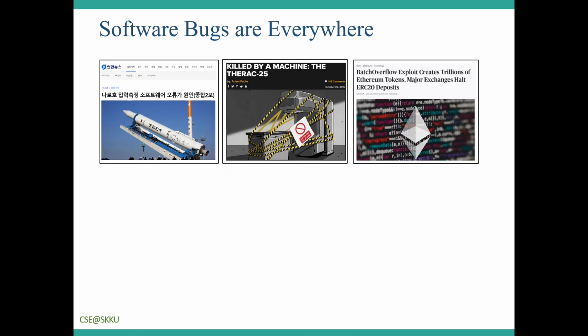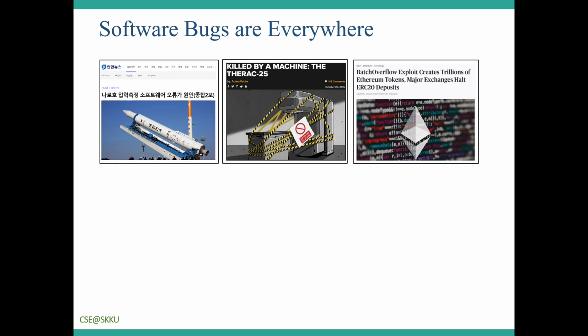In addition to the Ariane rocket explosions, these articles highlight other serious accidents caused by software bugs. For instance, as shown in the second article, several patients lost their lives due to radiation therapy machines, all because of software race conditions. And another article explains the batch overflow exploit, where attackers were able to generate an enormous number of tokens, even trillions of the Ethereum tokens, and deposit them into regular wallet addresses.